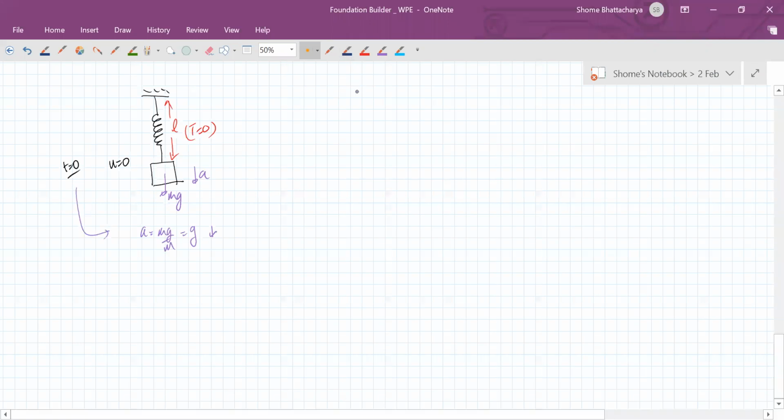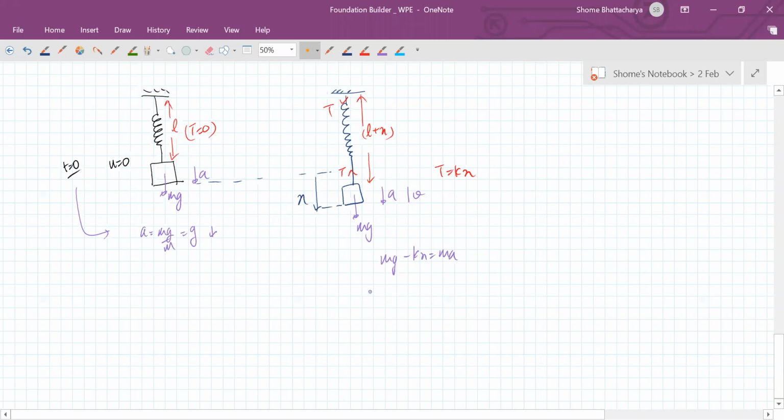But then after some time, when this block has made a downward displacement of x in comparison to this state, the spring has now got stretched by x. So the tension in the spring is becoming kx. So at that point of time, the acceleration and speed of the block will be such that mg minus kx is equal to ma. So the acceleration as a function of x will become like this.